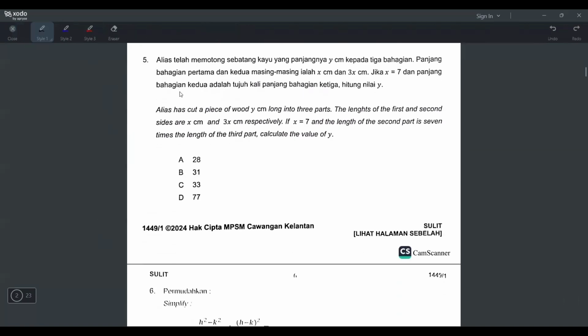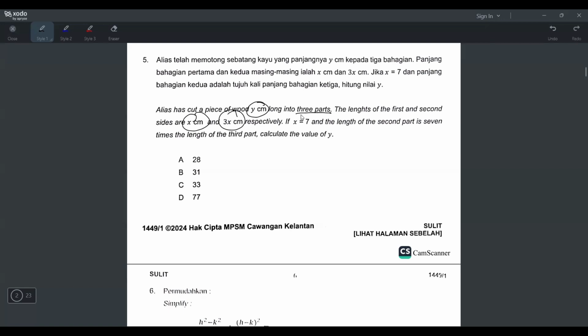Okay, let's move on. Number 5. Elias has cut a piece of wood y cm long into 3 parts. Piece of wood y cm in 3 parts. Okay, the length of the first and second parts are x cm and 3x cm respectively. If x equals 7 and the length of the second part is 7 times the length of the third part, calculate the value of y.